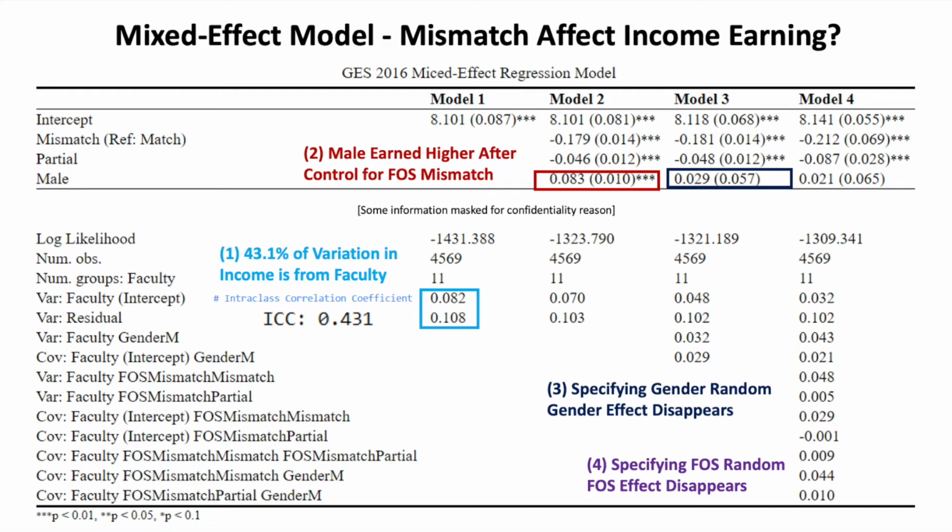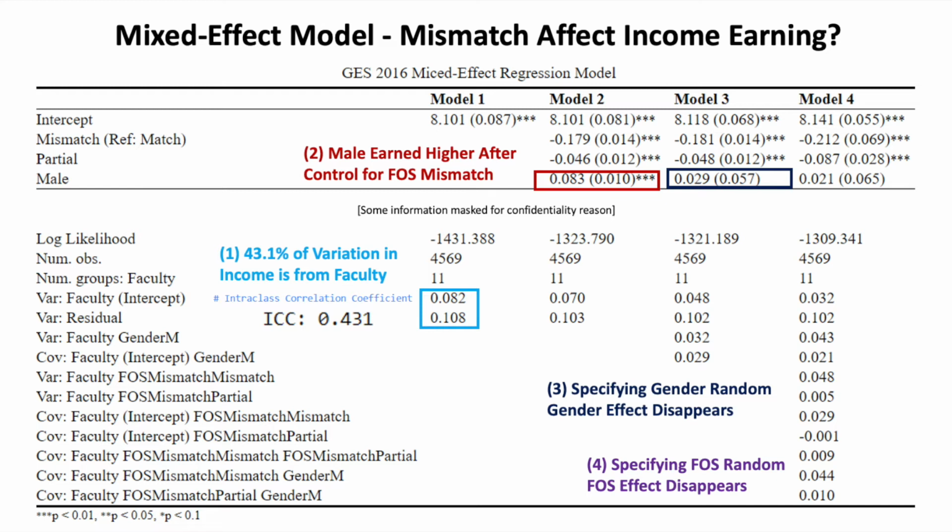So the first model is the empty model. That's why it's called a null model. A null model does not have any explanatory variable, so it's blank over here. And the variance is estimated for the intercept, and in this case the intercept means at the faculty level. The variance for the residual refers to the students. So that is the variability generated by the model for the faculty, and that is the variability generated for the students.